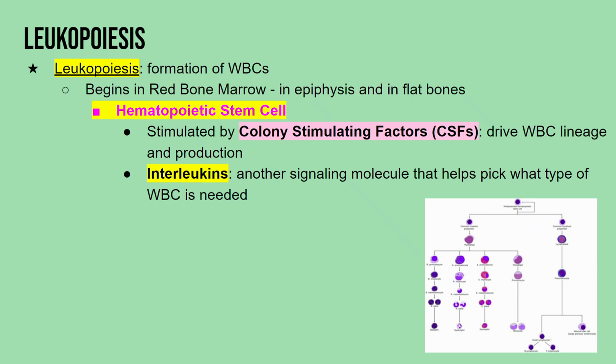And then at the bottom of the screen, you can just see the diversity of white blood cells that the interleukin helps select for based off of the needs of the body.